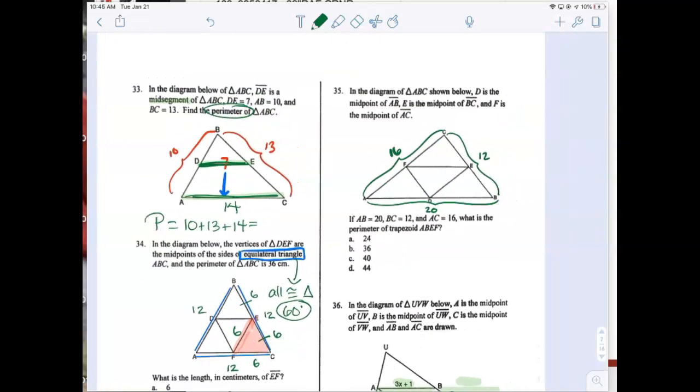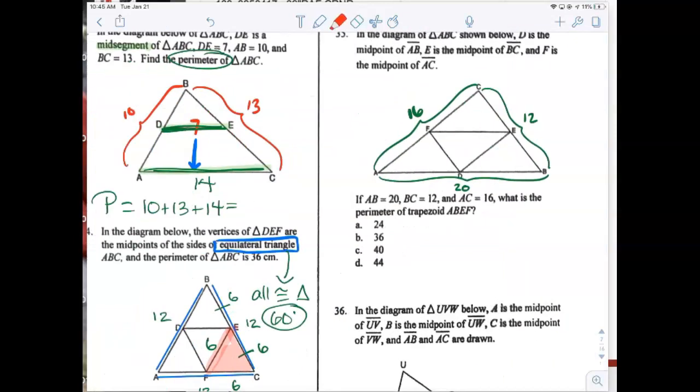If we look at this triangle, we're trying to find the perimeter of another trapezoid. So let's first outline the trapezoid: A, B, E, and F. And again, since we have midpoints all around the sides here, half of 16 is 8, half of 12 is 6. This base piece here is 20, and since EF is a mid-segment, we're going to do half that to get 10. So we're going 10 plus 6 plus all the way to the base 20 plus 8. And when we add all those up, we should get choice D, 44.